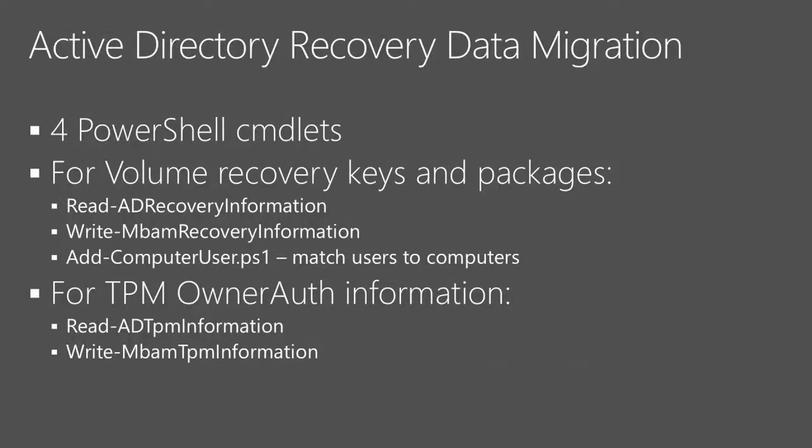So what we did is we created 4 PowerShell commandlets that you can run. One of them does a read from Active Directory for recovery information, and the other does a read of TPM information. So if you are backing up TPM owner auth information to Active Directory, we can grab that for you as well and port it over. We also have 2 write commandlets that do the same thing, just the opposite of the read, and they write that into the MBAM database. You'll see in the middle here there's this add computer user piece. I'm going to talk about what that script is in a minute.